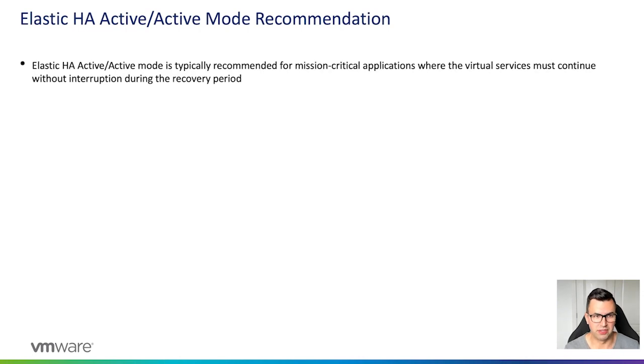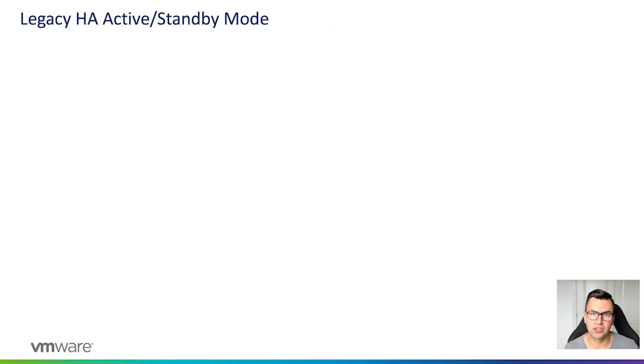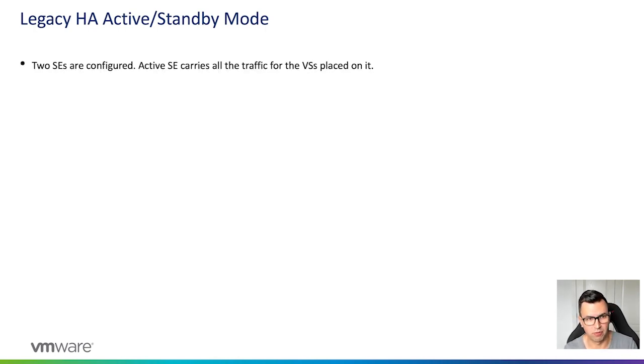Now, when do we recommend this? This is recommended for mission-critical applications where virtual services must continue without interruption. Now, as previously mentioned, there can be some impact in terms of the performance if the total capacity for the virtual service in terms of performance cannot be delivered by a single one. But at least you can run on decreased capacity, but you're still running. There's no interruption.